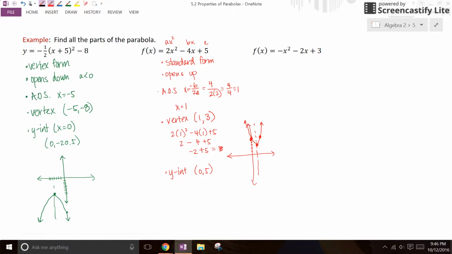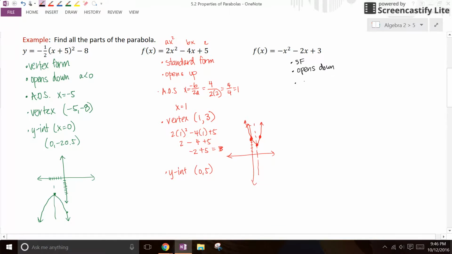All right, last one on this before we ask you a question. Again, I can see that it is, I'm going to get lazy, standard form. I'm going to say it opens down. How do I know this time? Because of right there. That opens down. And so now that I've got that, I can also tell you where the axis of symmetry is.